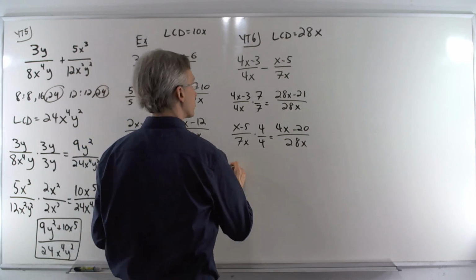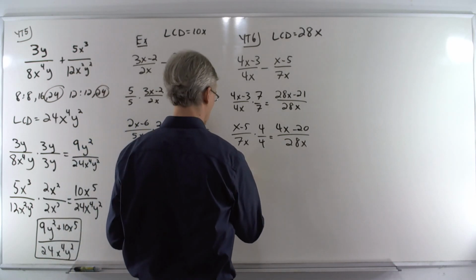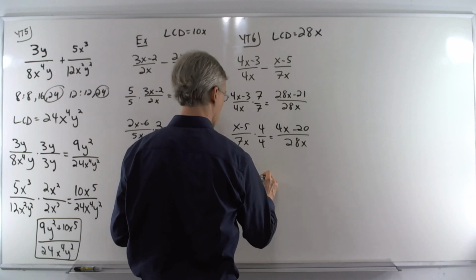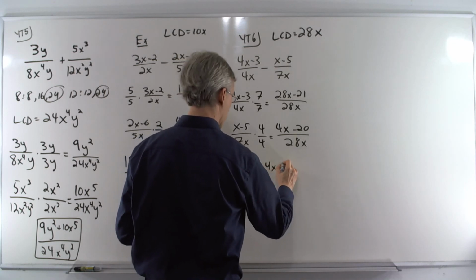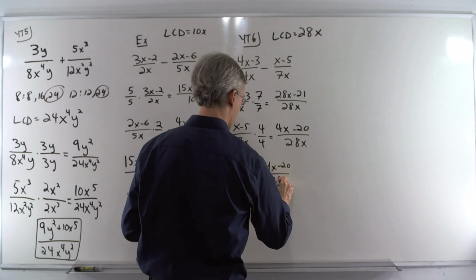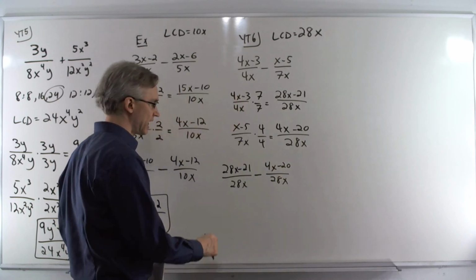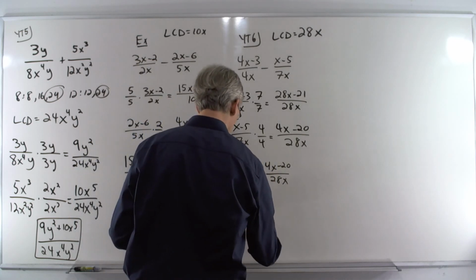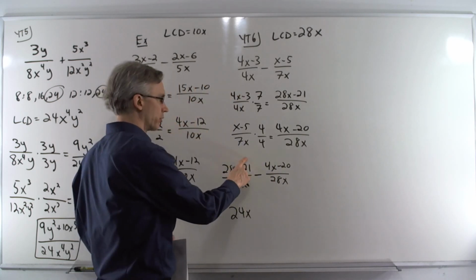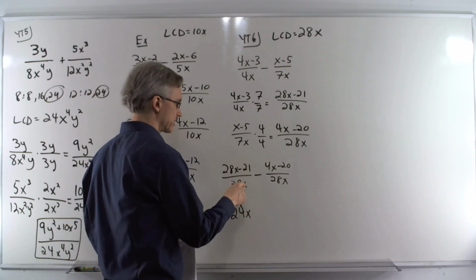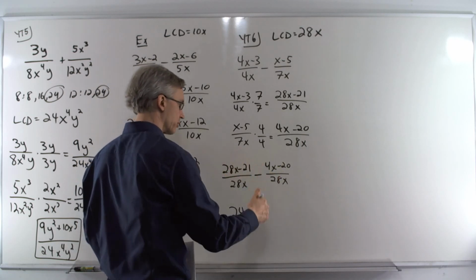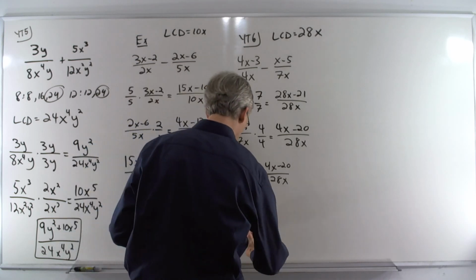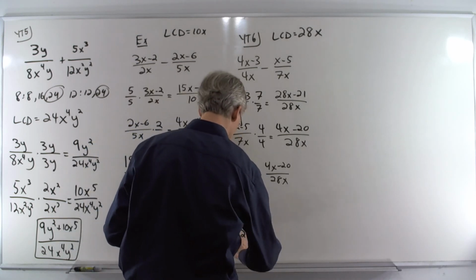All right, now we can subtract it. So subtracting the x terms, 28x minus 4x is 24x. And negative 21 minus negative 20 is the same as negative 21 plus 20. So that's minus 1 over a common denominator, which is 28x.